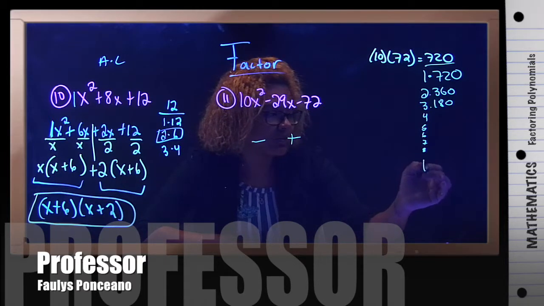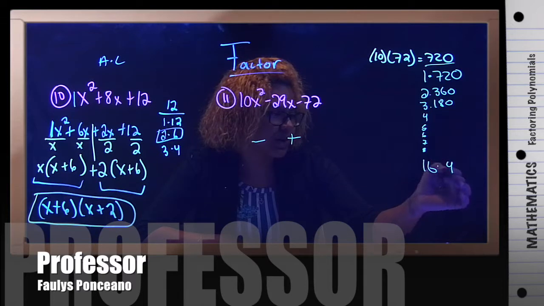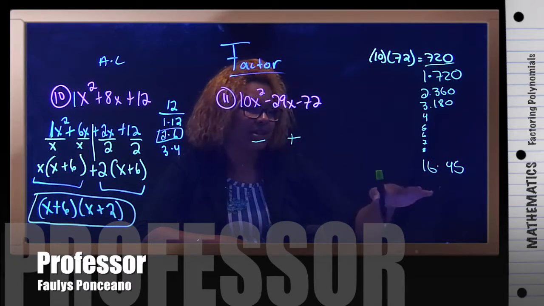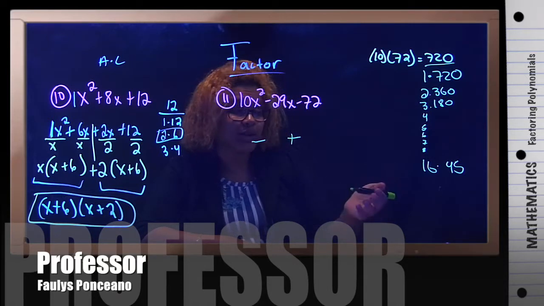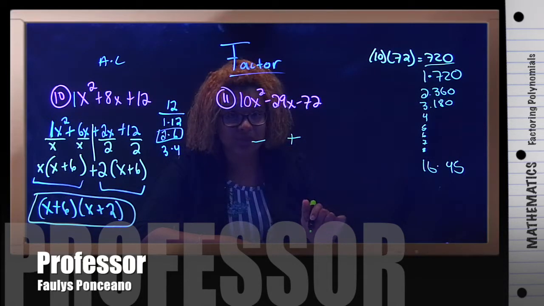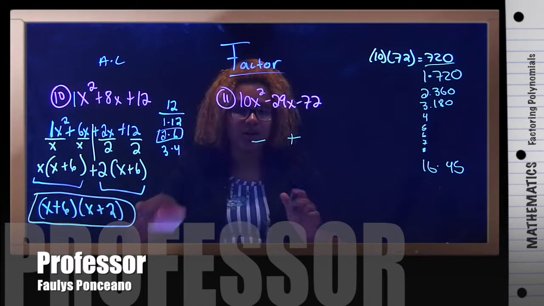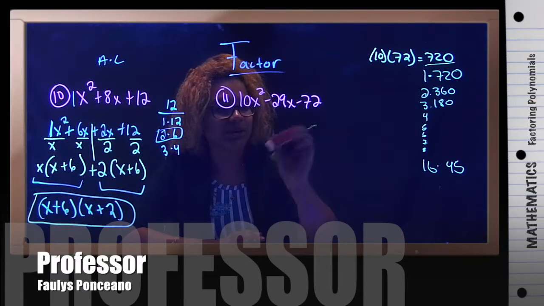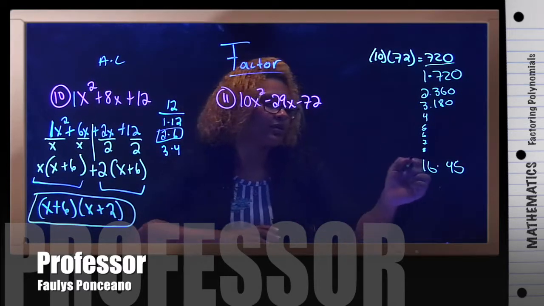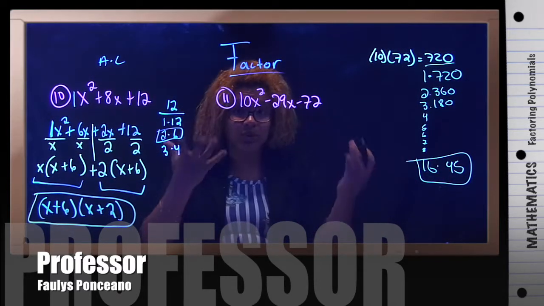So you're going to get to 16 times 45. Okay? 16 times 45 gives you the 720. 16 minus 45 gives you the 29. Okay? So I'm going to just do this quick little erasing right here for my signs. And these are my two factors that I'm going to use.